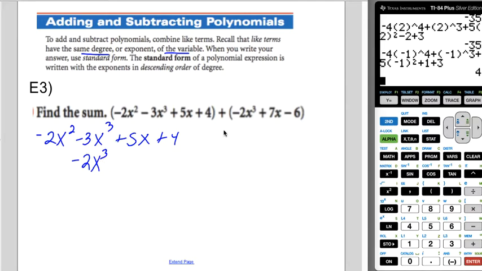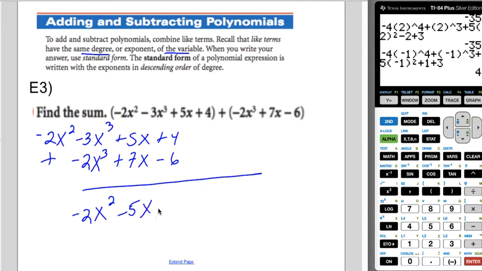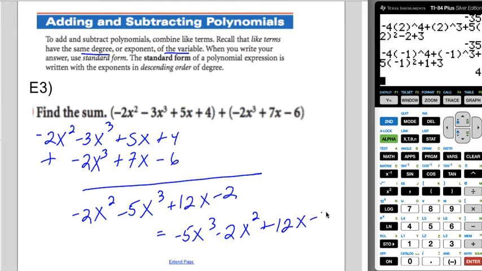So this will be a negative 2x cubed, which I lined up with the other x cubed, a plus 7x, and a minus 6. So when I add them all together, right, I get negative 2x squared minus 5x cubed plus a 12x minus a 2, and then I write my answer in standard form by putting the x cubed first, minus the stuff that's x squared, and then the stuff that's a regular x, and there we have it, right? So that's my answer.